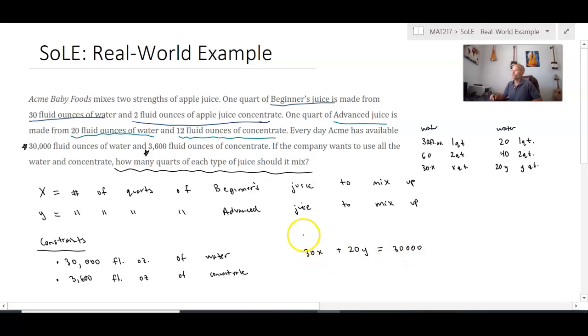So you can see that if we do a dimensional analysis, a unit analysis, 30 is the number of fluid ounces per quart of the beginner's juice, and multiplied by X, which has units of quarts of beginner's juice, those units cancel out, and that product gives us the total number of fluid ounces of water. And similarly here we have the same thing. Fluid ounces per quart of advanced juice times the number of quarts of advanced juice gives us the total fluid ounces of water. Fluid ounces of water plus fluid ounces of water equals fluid ounces of water.